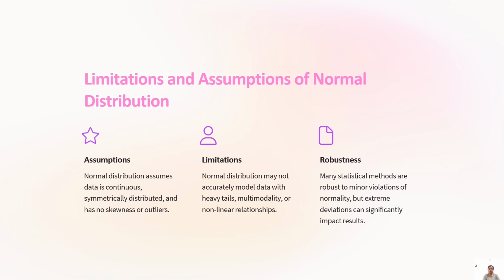Limitations and assumptions of normal distribution. Assumptions. Normal distribution assumes data is continuous, symmetrically distributed, and has no skewness or outliers. Limitations. Normal distributions may not accurately model data with heavy tails, multimodality, or nonlinear relationships. Robustness. Many statistical methods are robust to minor violations of normality, but extreme deviations can significantly impact the results.